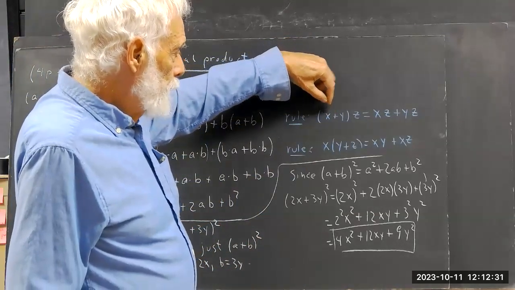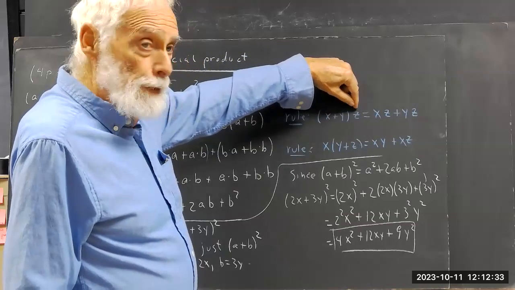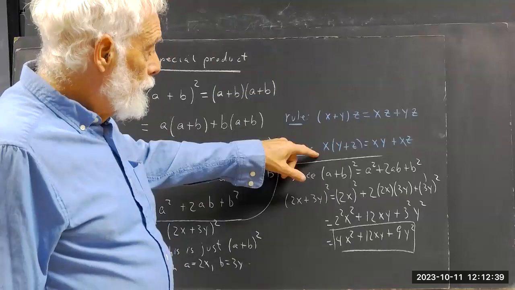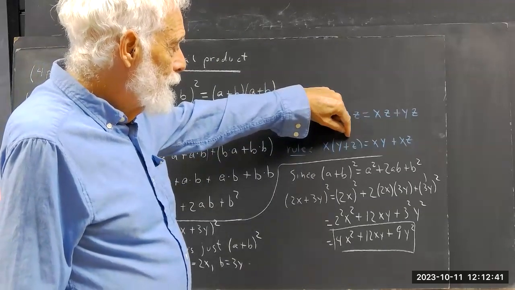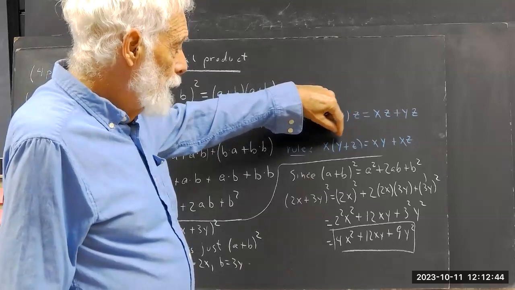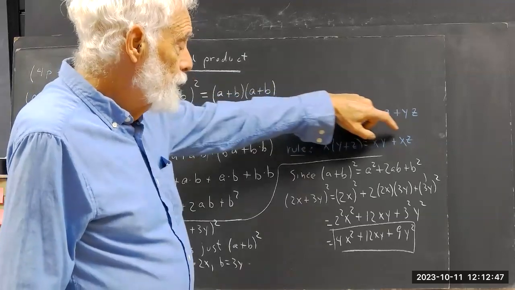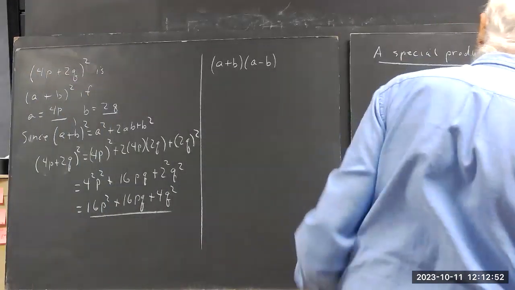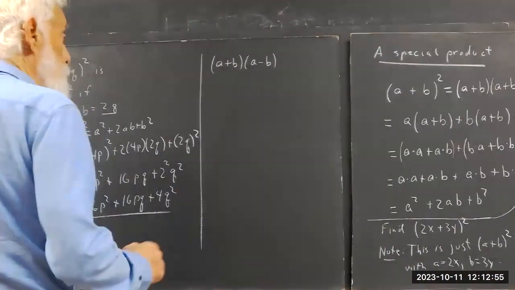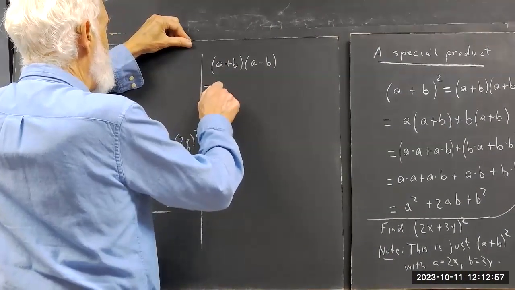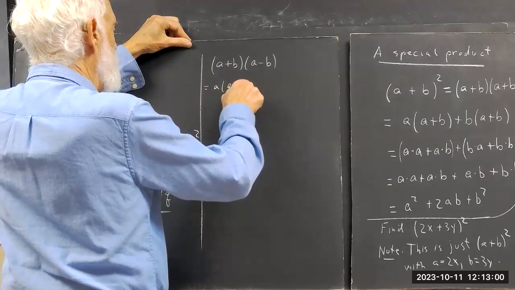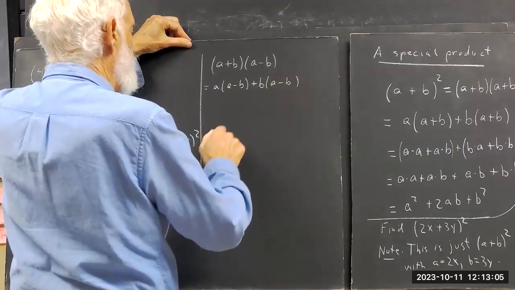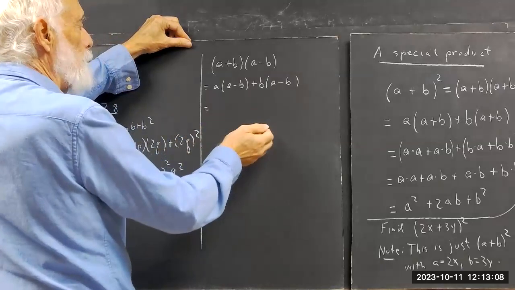Okay, so the rule is, again, if you got X plus Y multiplied by something, it's X times that something plus Y times that something. If you got X multiplied by a sum of two things, it's X times that first thing plus X times the second thing. Now we're going to apply that to this special product. So this equals A times A minus B plus B times A minus B. And then we apply it again.